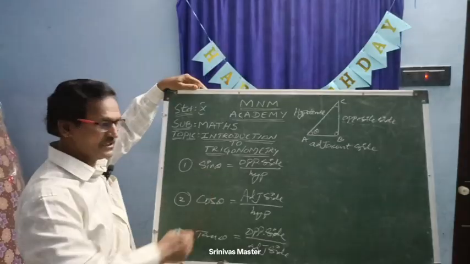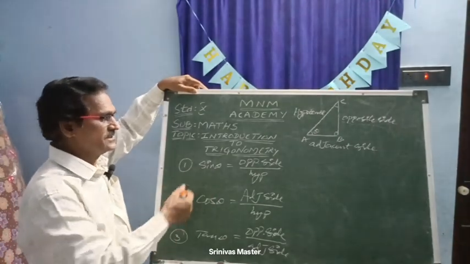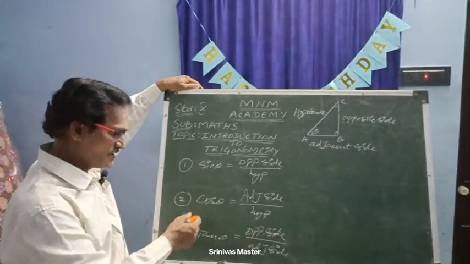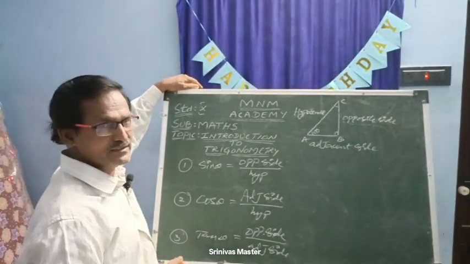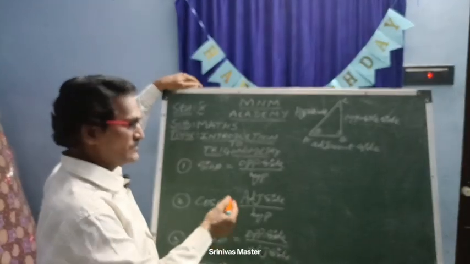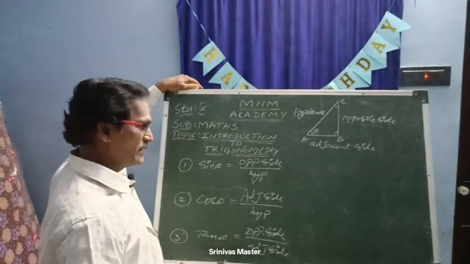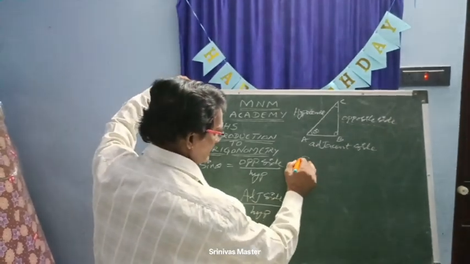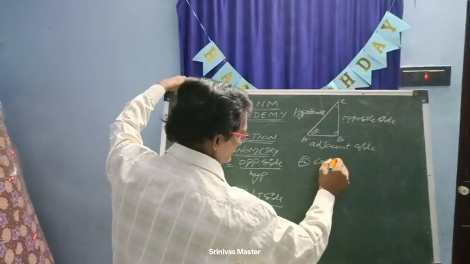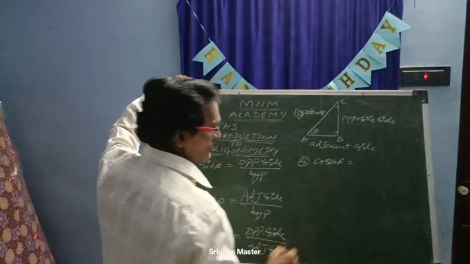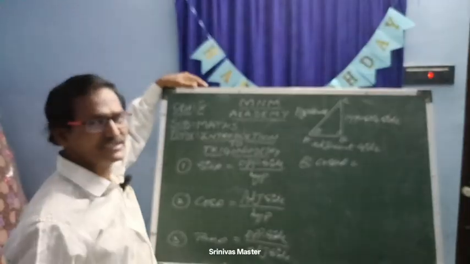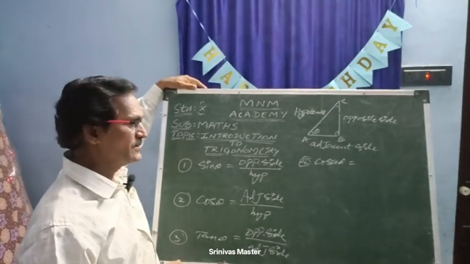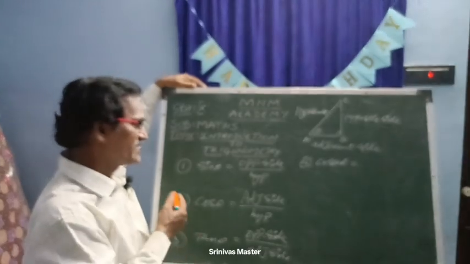These are the three main trigonometrical ratios. Their reciprocals give three more ratios. Sin reciprocal is cosecant, cos reciprocal is secant, and tan reciprocal is cot. Reciprocal means the numerator becomes the denominator and the denominator becomes the numerator. With respect to sin, cos, and tan, the fourth one is cosec theta, also written CSC. Cosec theta is the reciprocal of sin theta.